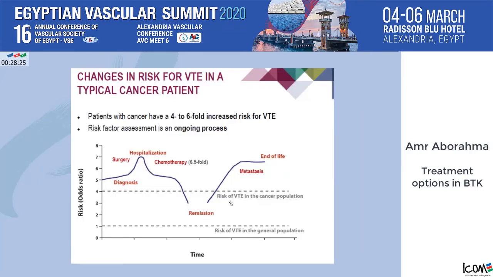We can notice here that the risk for DVT with cancer is different during the course of malignancy. It increases if there is surgery, hospitalization, or chemotherapy, then decreases with remission, and then increases again if there is metastasis, and the risk continues till the end of life.